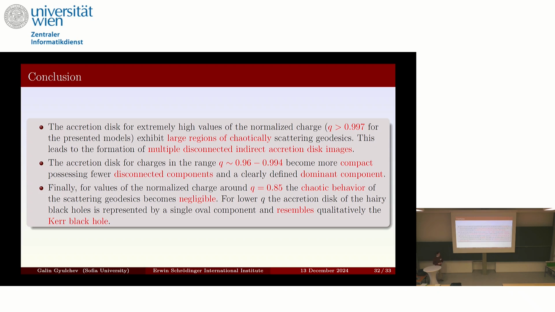But when we decrease sufficiently this normalized charge, firstly, the chaotic behavior of the geodesics is going to disappear because we don't have a stable white ring. The chaotic behavior appears because of the existence of this stable white ring. But if this stable white ring disappears for some relatively smaller values of the normalized charge, we can resemble the behavior of the emission in the Kerr metric.